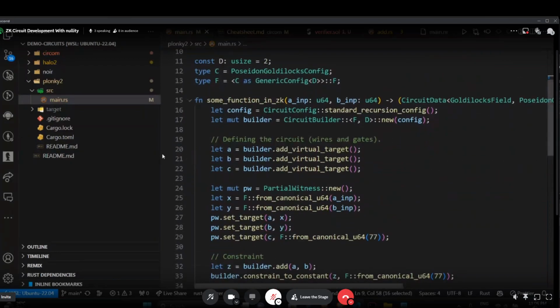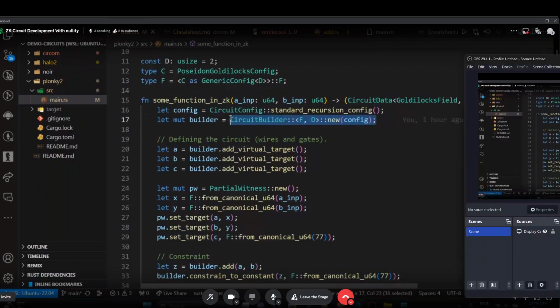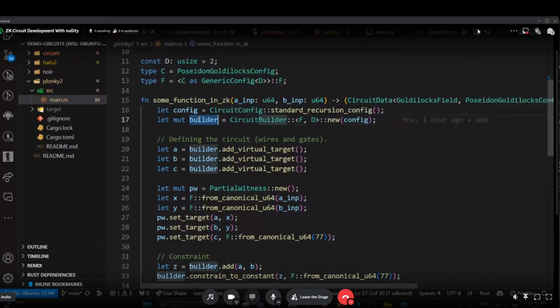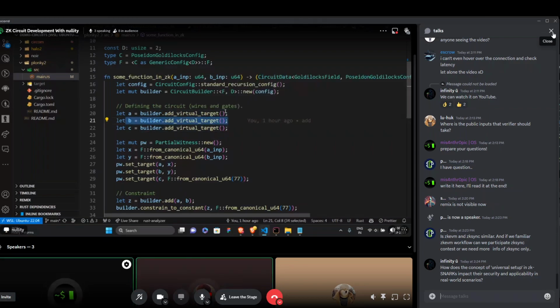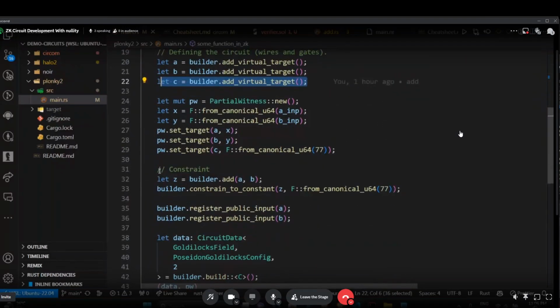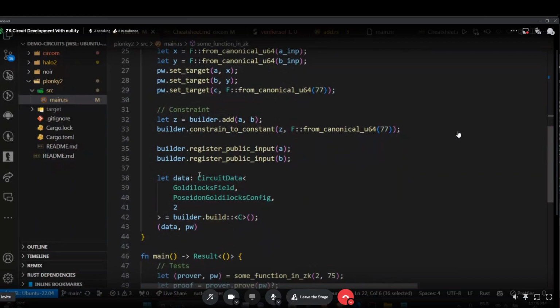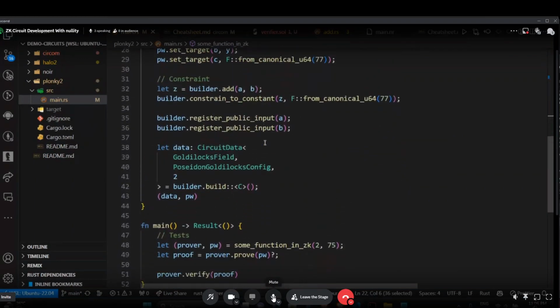Yeah, again, very similar to Halo 2. If you go through Halo 2, you would find that there is this circuit config. You initialize a new circuit, and you get a builder object, and you add labels. Here, the labels are called targets. So you say, oh, I have an input A, I have an input B, and there's going to be a label C as well. And you add it and you try to create constraints. So yeah, that's how Plonky 2 works.